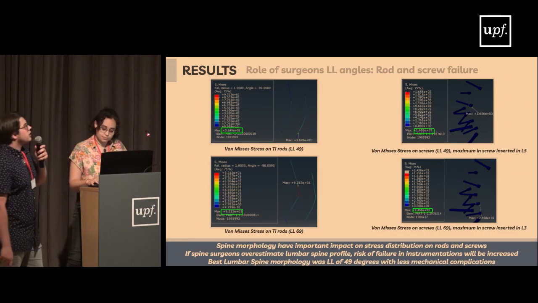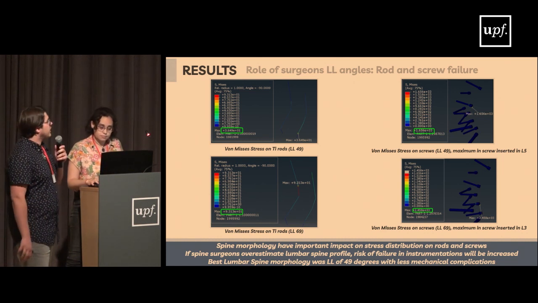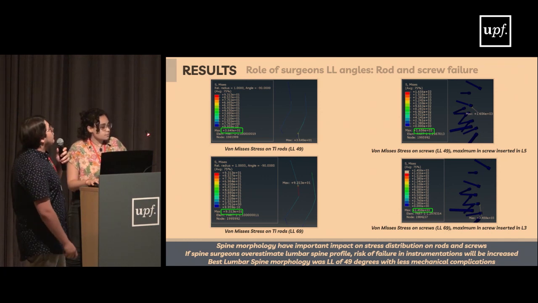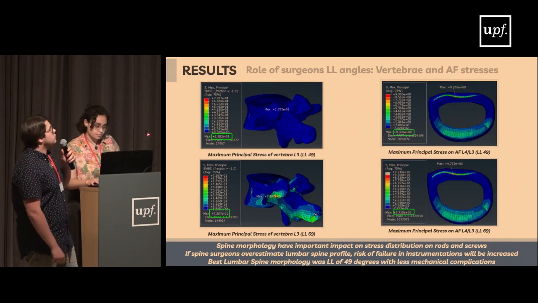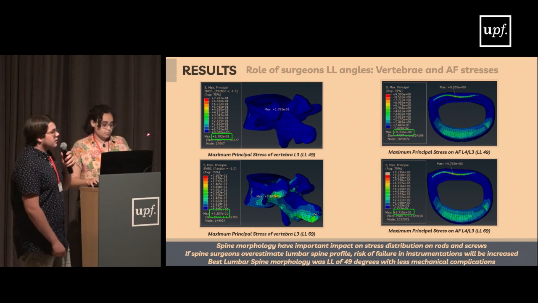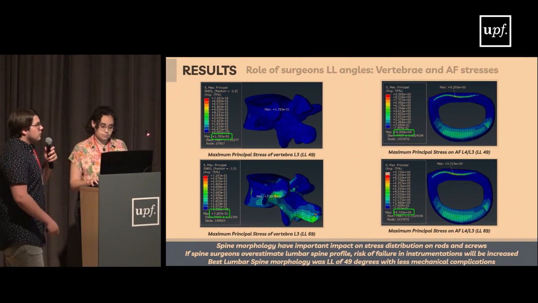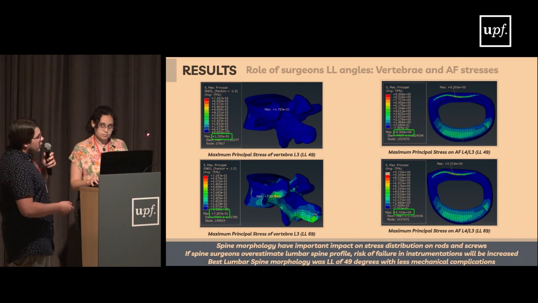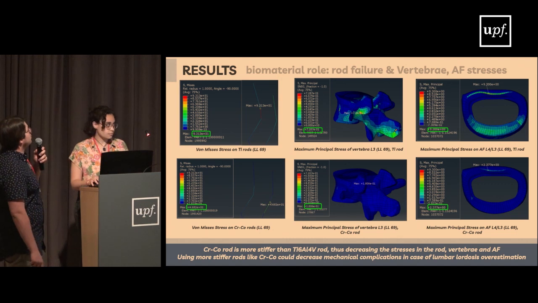So the second experiment was to evaluate 2 different configurations for lumbar lordosis, one at 49 degrees and another one at 69. And we could see through the rod and screw failure, the vertebra and the annulus fibrosus stresses, that whenever the surgeon overestimated the lumbar lordosis, the risk of failure augmented drastically. We determined that the optimal configuration was 49 degrees of lumbar lordosis.